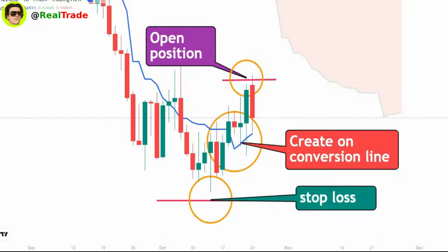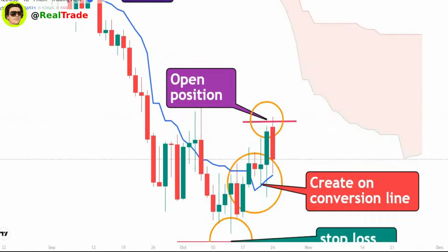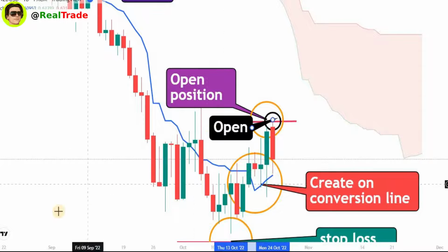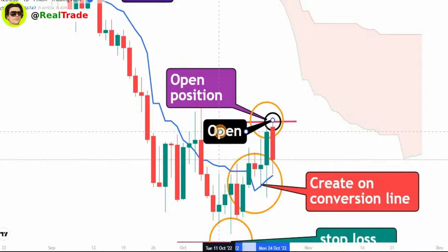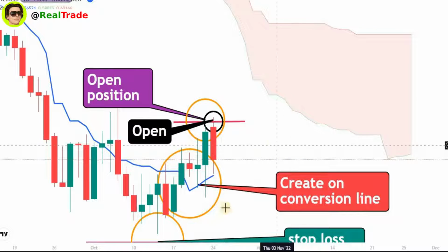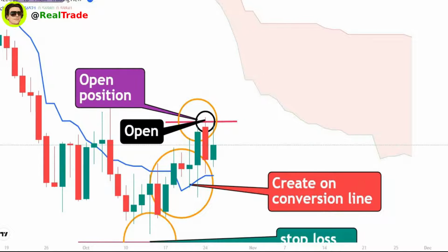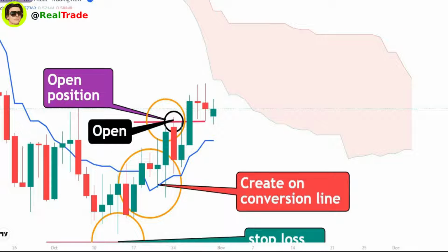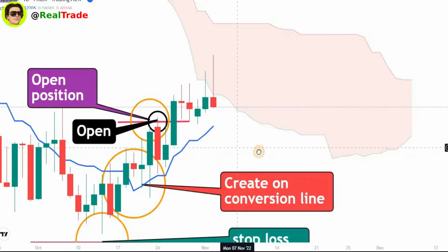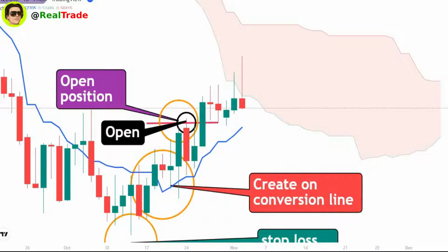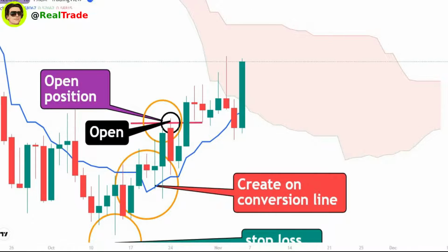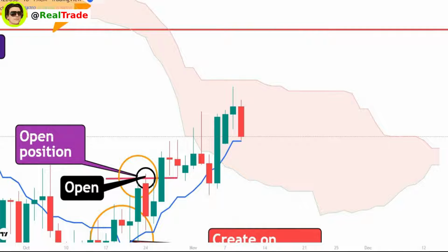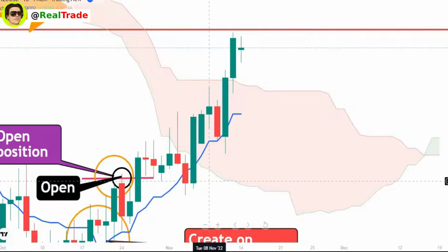Okay, continue. Open position. This candle, open position. Continue. Zoom on the chart. Look at the candle. Please continue. Continue is a great position.